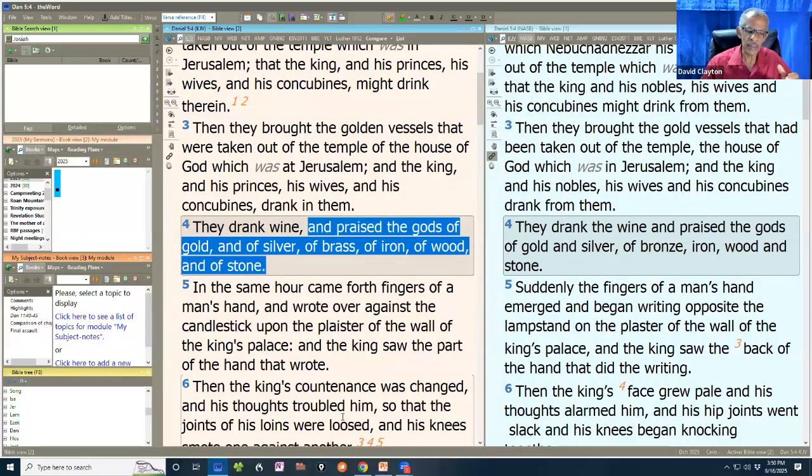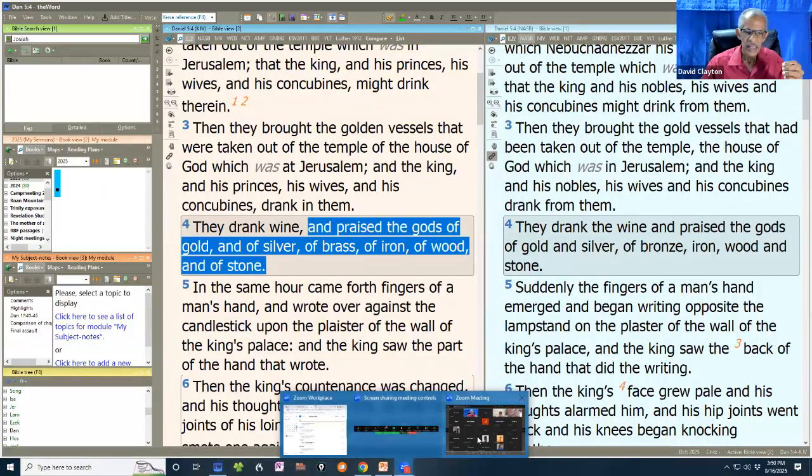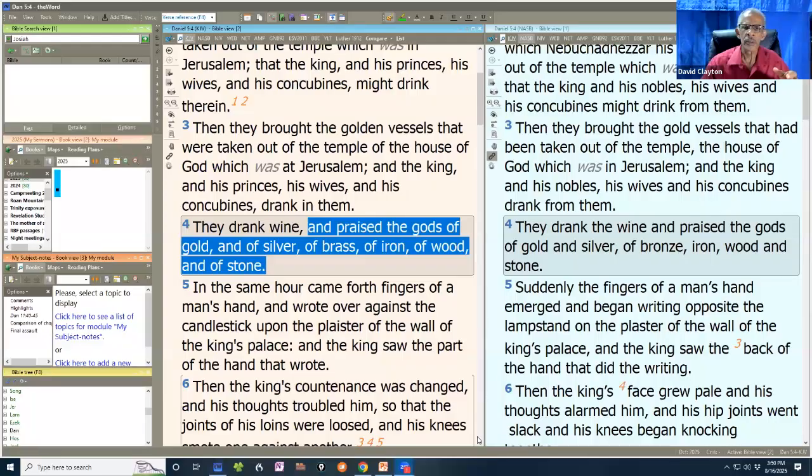So what we can see here is that this is a deliberate and barefaced effort to make a mockery of God. It's not like there was somebody who was ignorant and he decided to do this. He chooses to send for the vessels that were taken from the house of Yahweh. And then he decides to drink from these vessels, and that was bad enough. But while he's doing it, he's praising the gods of silver and of gold and of wood and of stone. So this is a deliberate and barefaced attack against Jehovah.